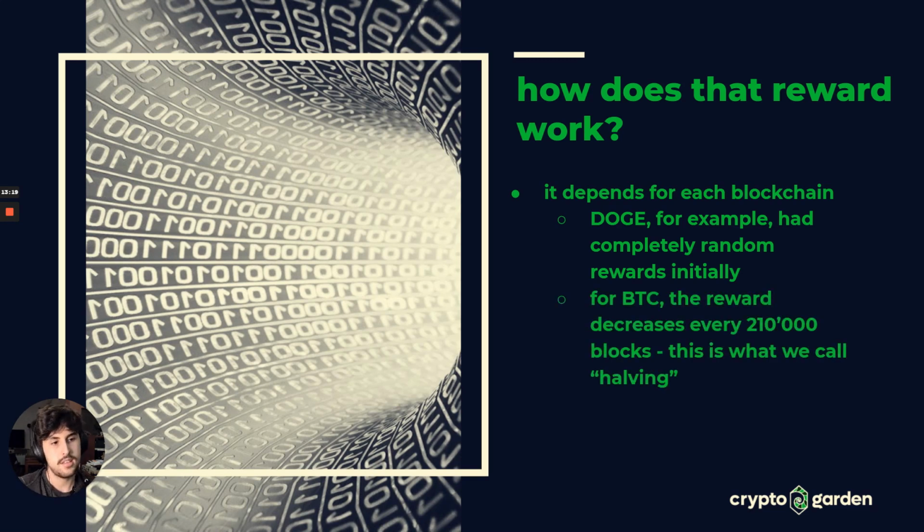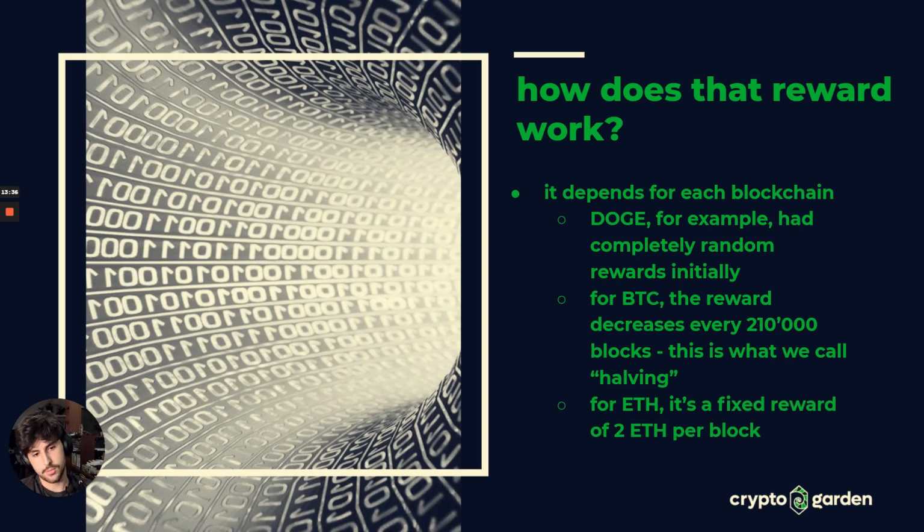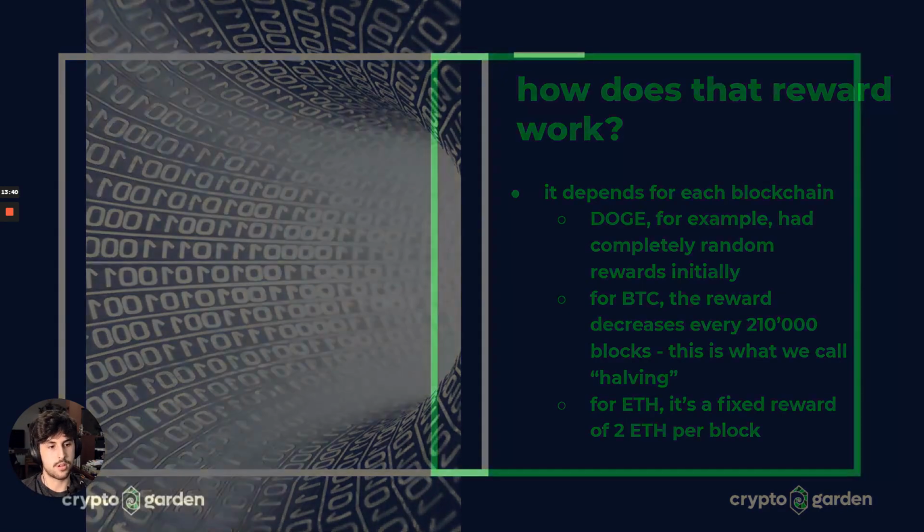For BTC, for Bitcoin, the reward decreases every 210,000 blocks. This is what we call the halving. You may have heard that term around. For Ethereum, it's a fixed reward of 2 Ethereum per block, perpetually, until the transition to proof of stake. Currently, Ethereum is proof of work.